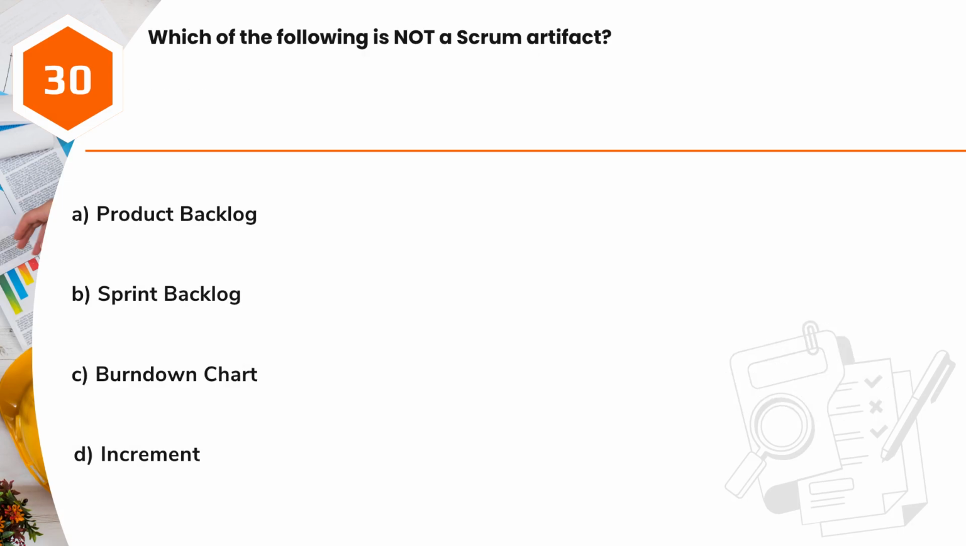Question 30. Which of the following is not a Scrum artifact? A. Product backlog. B. Sprint backlog. C. Burn-down chart. D. Increment.